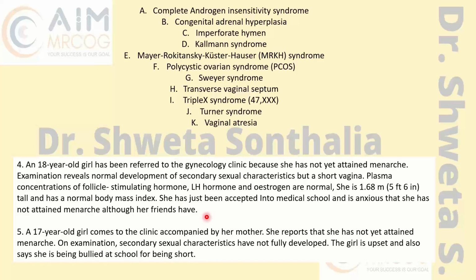An 18-year-old girl has been referred to the gynecology clinic because she has not attained menarche. Examination reveals normal development of secondary sexual characters, but a short vagina. Plasma concentrations of FSH, LH, and estrogen are normal. She is 5 feet 6 inches tall with a normal body index. She has just been accepted into medical school and is anxious that she has not attained menarche, although her friends have. So what do you think?